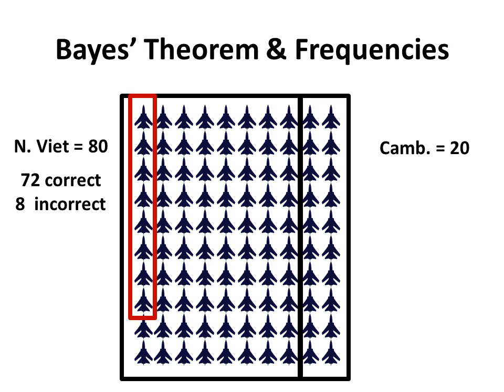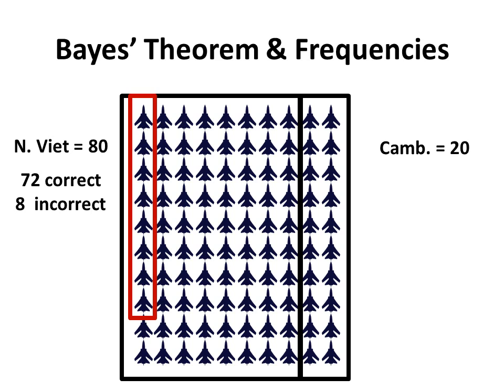Now, our pilot is correct in his identifications 90% of the time. That means, suppose he sees these 80 North Vietnamese jets, well, 72 of them, that's 90%, he's going to correctly identify as North Vietnamese. But 8 of them, that's 10%, he's going to incorrectly identify as Cambodian.